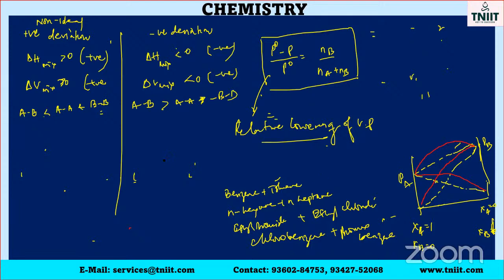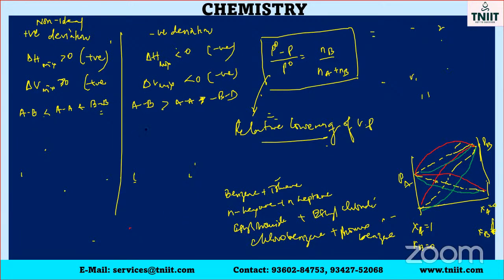In case of a non-ideal solution showing negative deviation, the graph I'm going to draw will look a little complex, but we will try to draw it. See, this yellow line stands for an ideal solution. The red line shows a non-ideal solution showing positive deviation. This green line shows the graph of a non-ideal solution showing negative deviation. So it's three different graphs I've put in one.